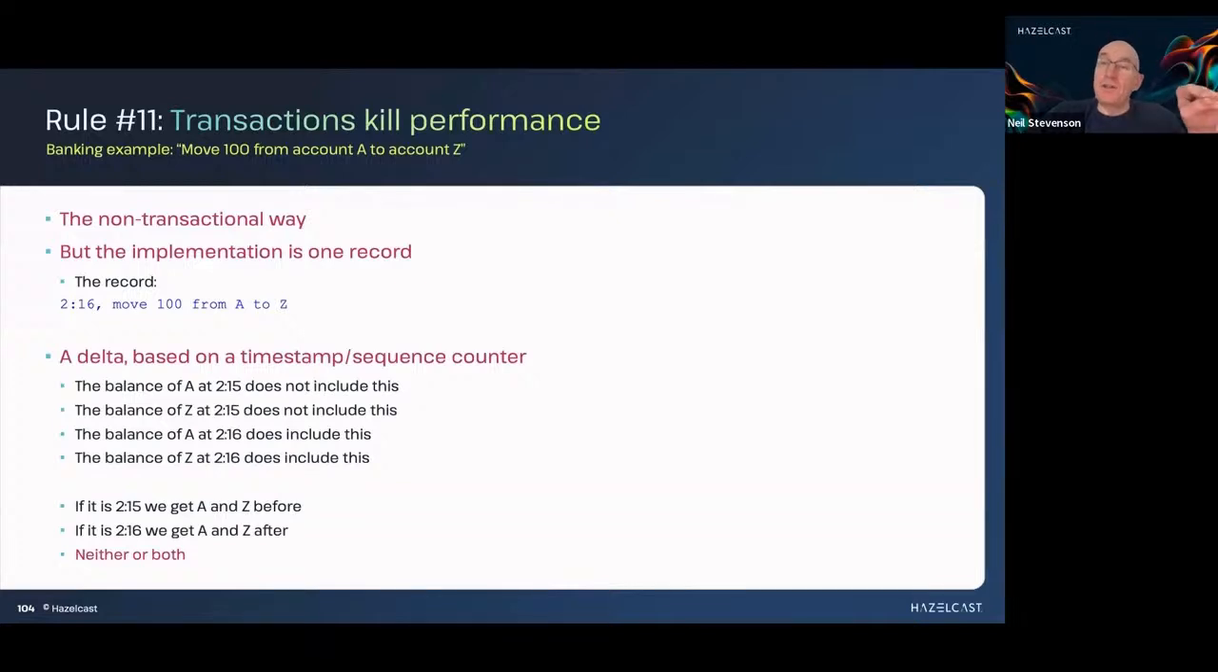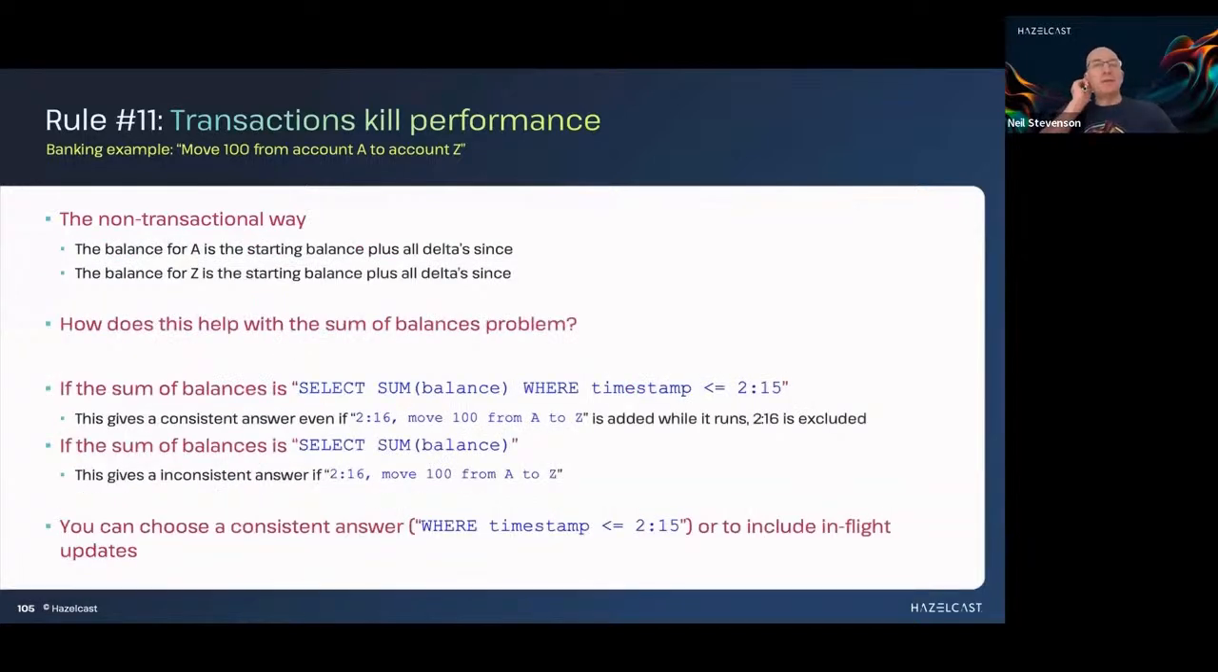So we can insert that one data record, and a query that says, what is the total at 216? What is the total at 215? Gives us the correct answer. So it again is an either-or-both approach. That non-transactional way is basically you have a way of giving a starting balance, and then all the deltas essentially since. So our transaction worked in a different way.